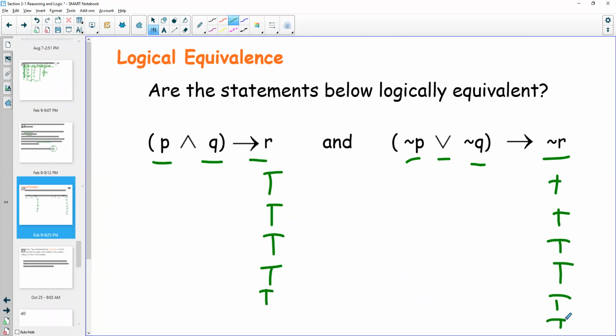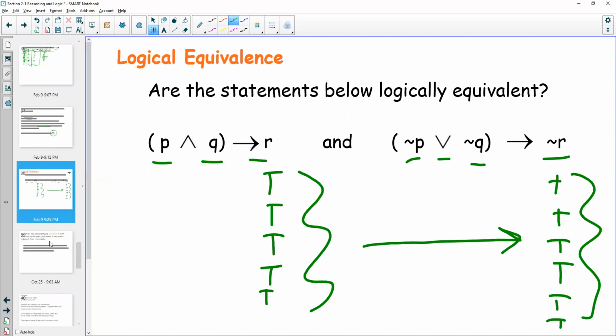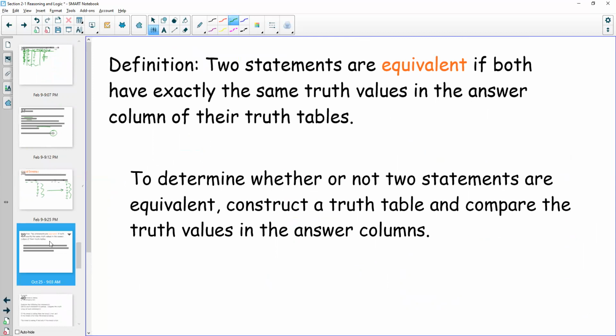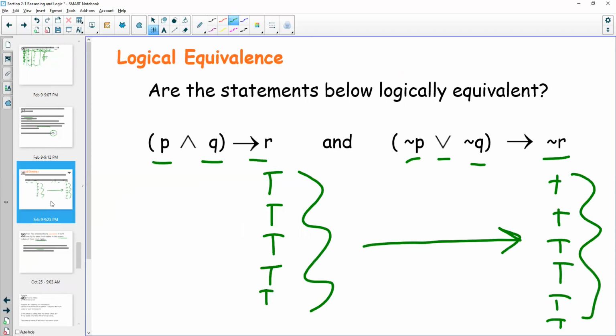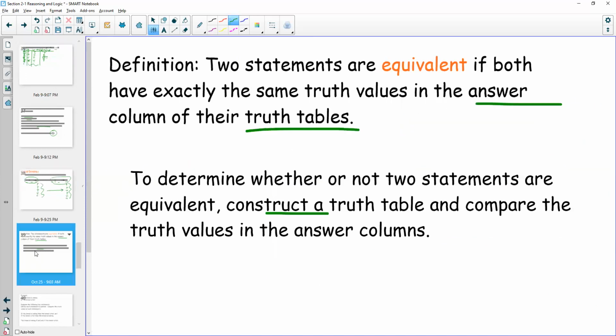So what happens is if that comes out to be the same in both cases, that's logical equivalence. That means that they're worth the same in the end. When two statements are equivalent, they have the exact same truth values in the answer column of their table. When you want to know if two statements are equivalent, what you do is you make a truth table and you compare them like this. You can work through the truth tables for here and for here, you have the skills to do that now, and you can prove that they're equivalent.